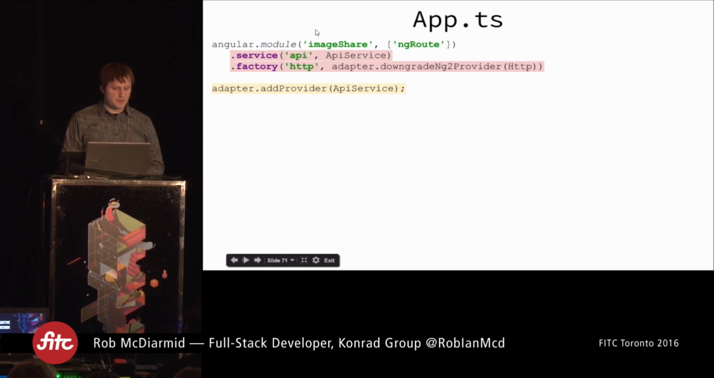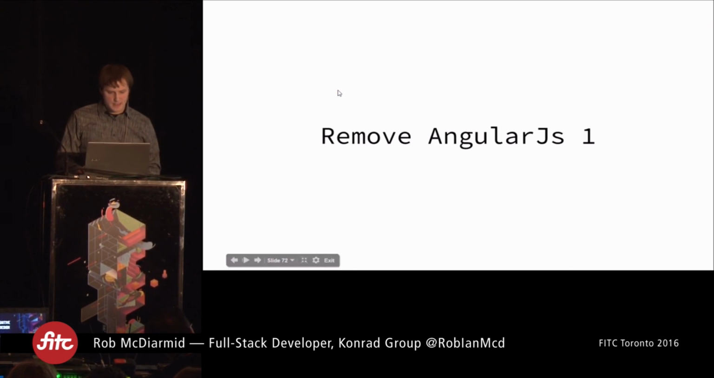Now I don't need to register the API service as an Angular 1 service anymore, because I'm only using it in Angular 2. And I don't need to downgrade HTTP, because now I can inject it directly into an Angular 2 component or service. To register this API service as an Angular 2 service, I just need to call adapter.addProvider. And that's literally all you have to do to migrate a service.